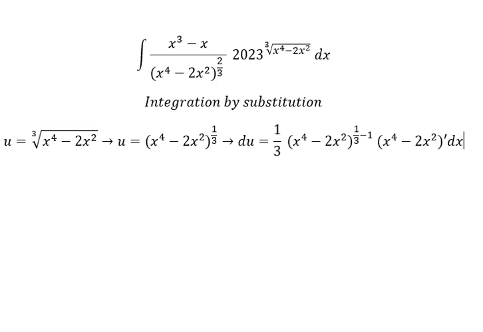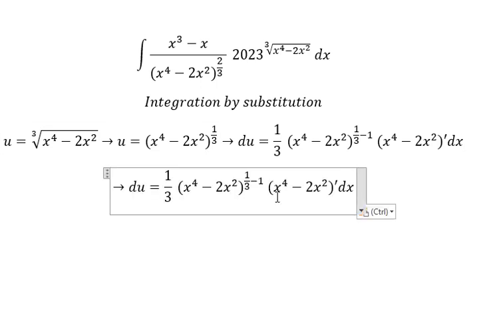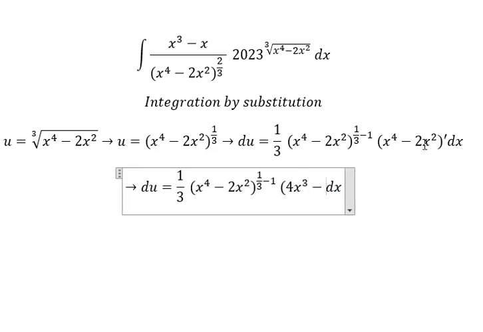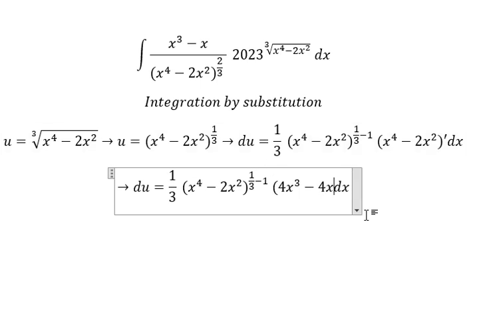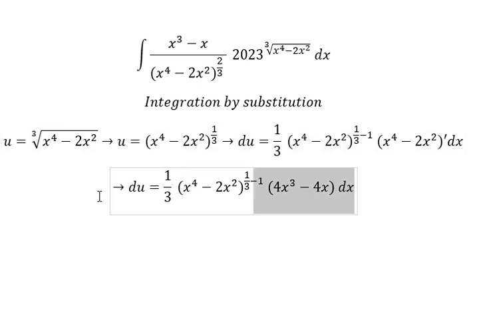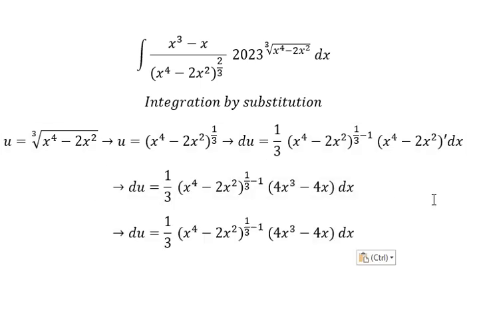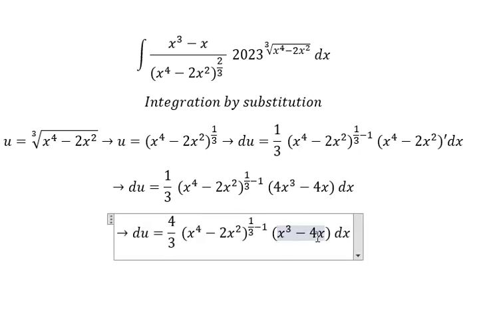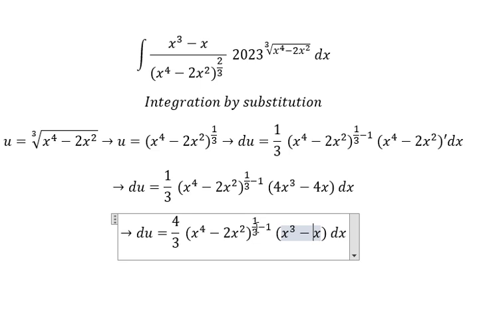Next, the first derivative of s to the power of 4, we have 4s to the power of 3. This one we have 2s, 2 times 2, we have 4. And now we put 4 outside, we have 4 over 3. This one we have negative 2 over 3.